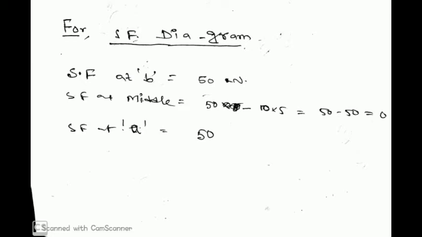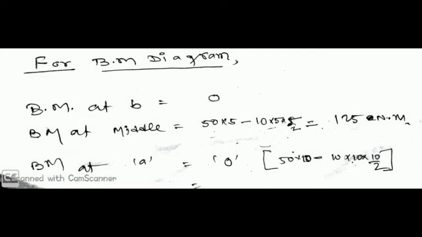Before going to draw the SF diagram, first of all we find out the value of the BM. How can I find out the value of the BM? What is BM? BM means bending moment. The moment about a point.